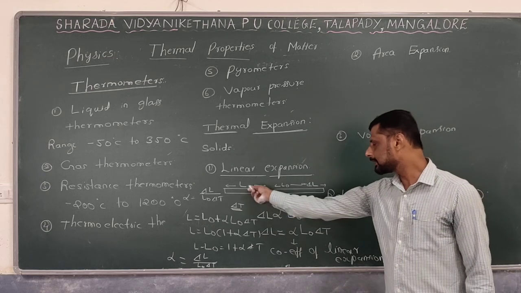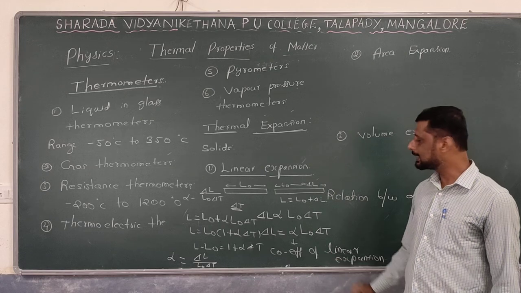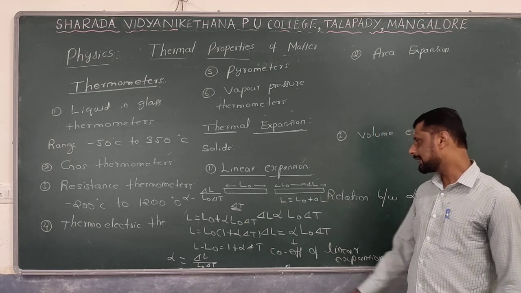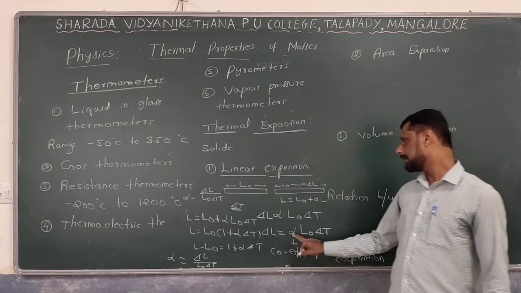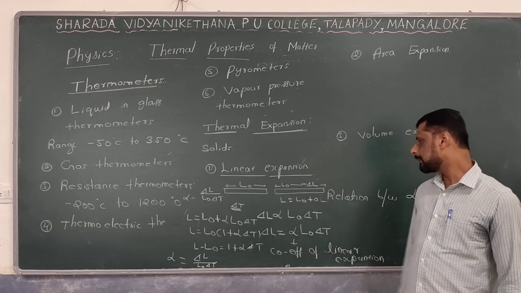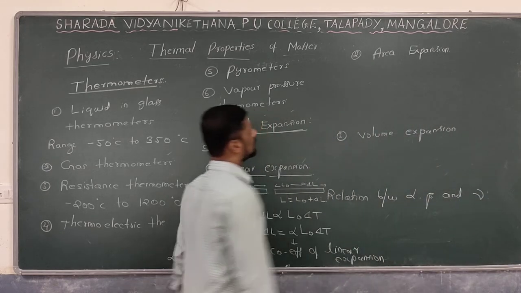So L0 is the original length, L is the final length, delta L is the change in length with respect to the change in temperature, delta T. So the final length can be written as L is equal to L0 into 1 plus alpha into delta T. So this is about linear expansion.